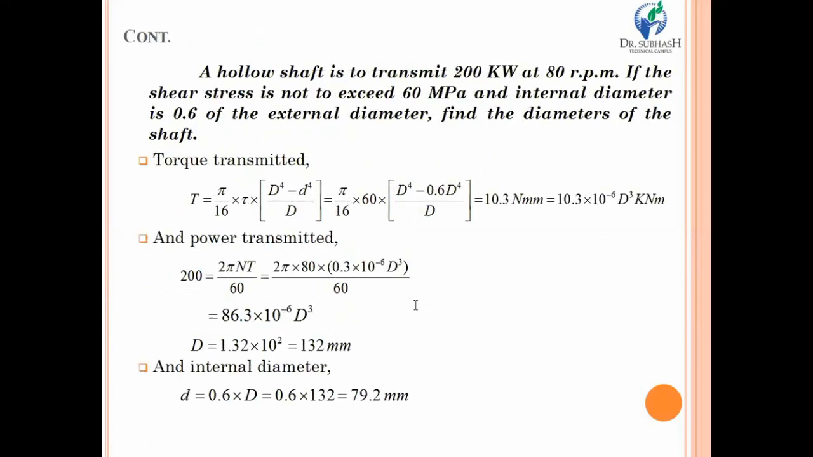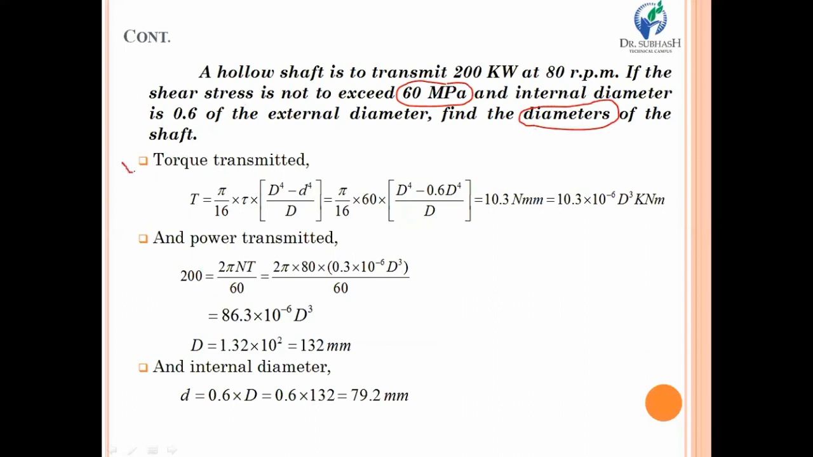A similar example is given: once again, there is a hollow shaft transmitting 200 kilowatt power at 80 rpm. The limit for the allowable shear stress given is 60 megapascal, and the internal and external diameter relation is like this: internal diameter is 0.6 times the external diameter of that shaft. You just require to calculate the internal as well as the outer diameter.